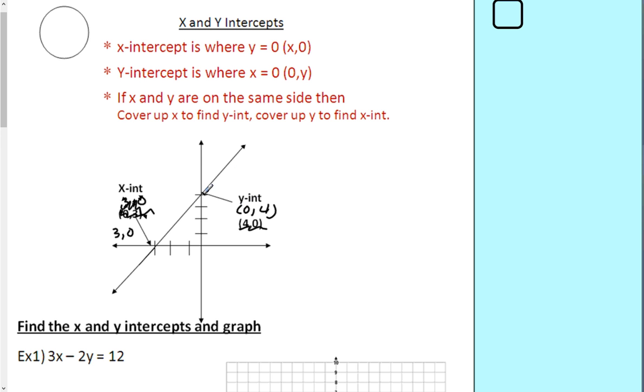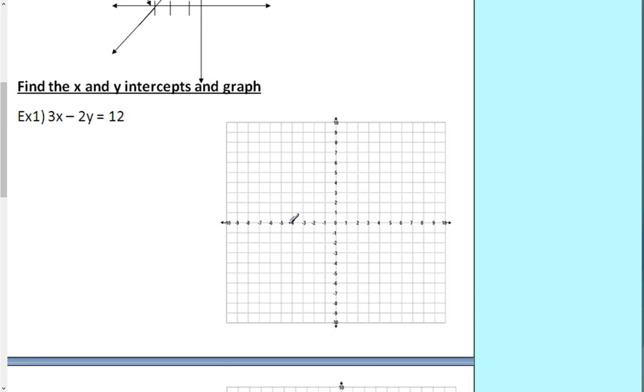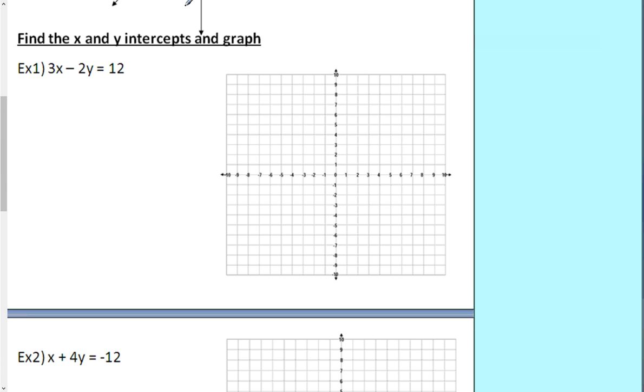So the y-intercept is wherever it crosses the y-axis, and that's a point 0 comma something, and the x-intercept is wherever it crosses the x-axis, which is 3 comma something. Okay, so go ahead and fix your notes on that. All right, so let's find the x and the y-intercepts of this equation and graph it.